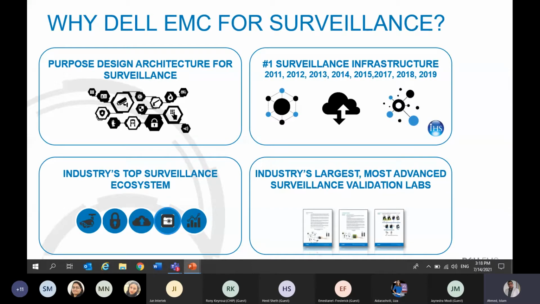These kind of valid documents that can support your design are provided by Dell EMC, because they already have the largest surveillance validation labs that can give you all the data you need during your design and support you in how to validate your design.